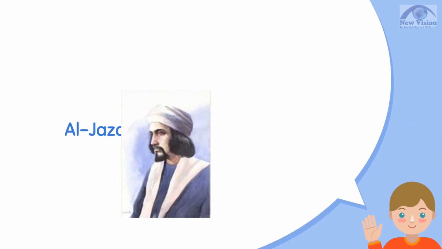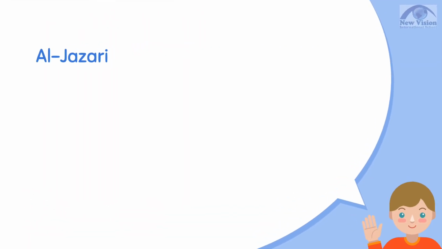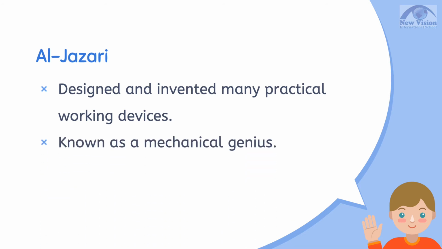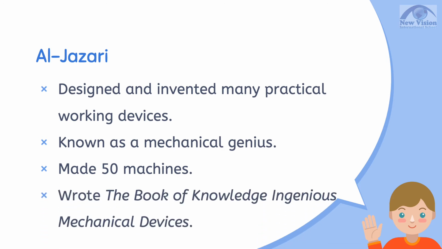The third picture is Al-Jazari. Al-Jazari is another well-known scientist who designed and invented many practical working devices. Because of that, he was known as a mechanical genius, because he developed and made 50 machines. And apart from that, he also wrote the Book of Knowledge, Ingenious Mechanical Devices.